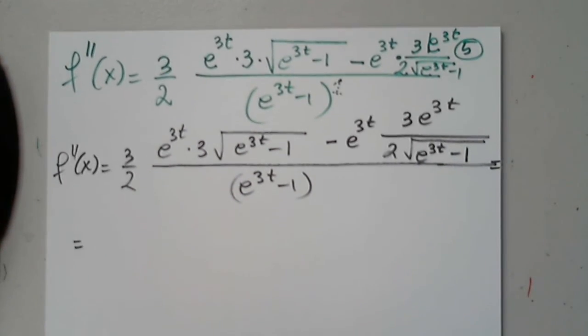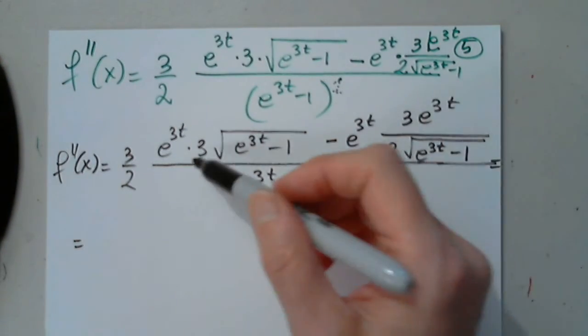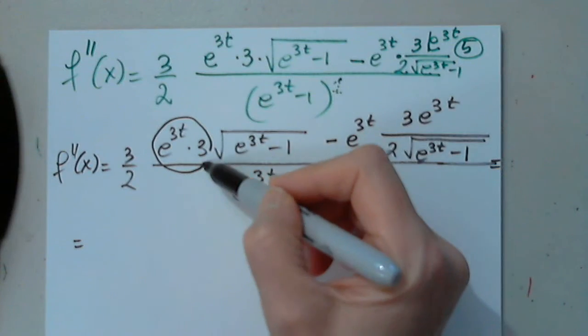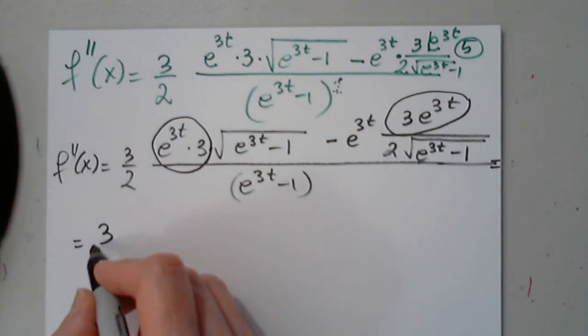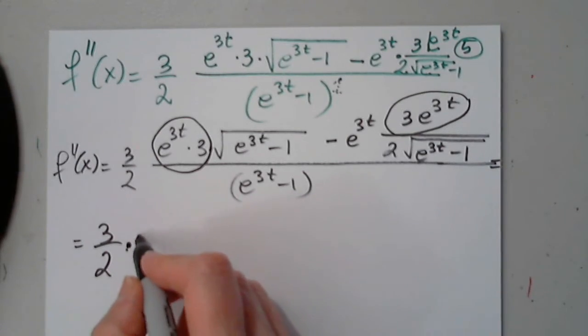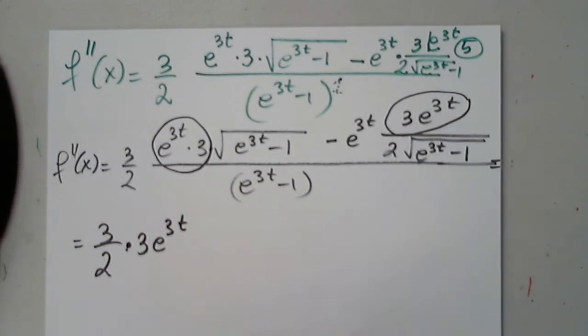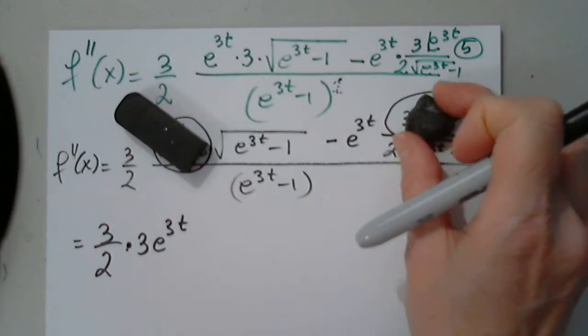How do we do that? I see two terms. I see this piece is common to both. Out. 3/2 times 3 times e to 3t. These are out.